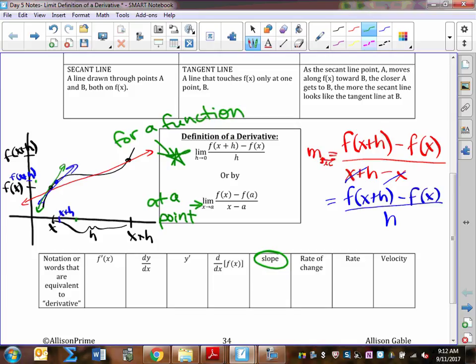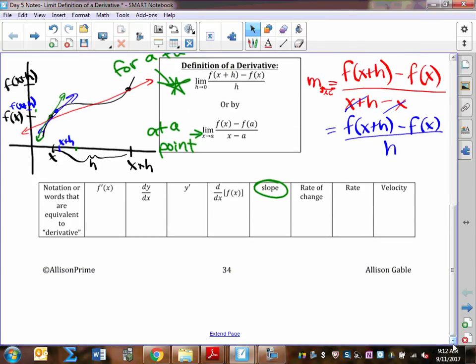Now, our notation here. This we read as f prime of x. That means the derivative of our function. So the derivative of f of x is f prime of x. If it was g of x, it would be g prime of x, h of x, h prime of x.